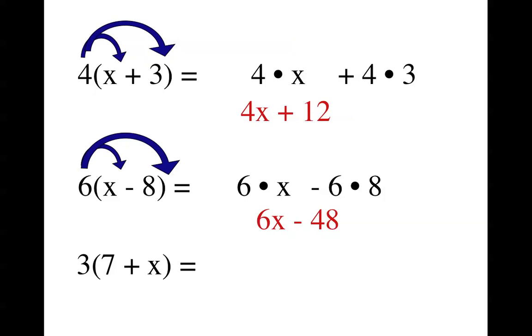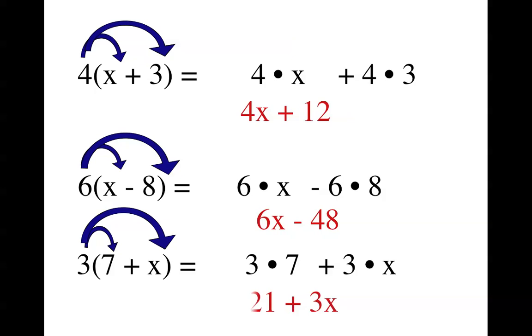Okay, I'm back. So 3 groups of 7, 21. 3 groups of x, 3 x's. And if you got the answer, 21 plus 3x, you're good at the distributive property. Hope you notice that it's just simple multiplication.